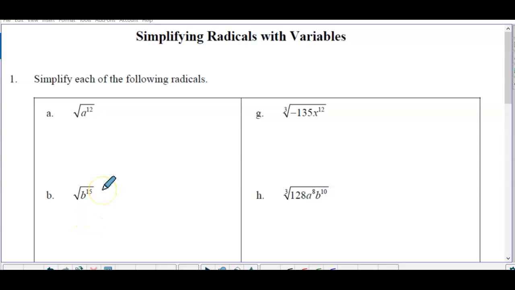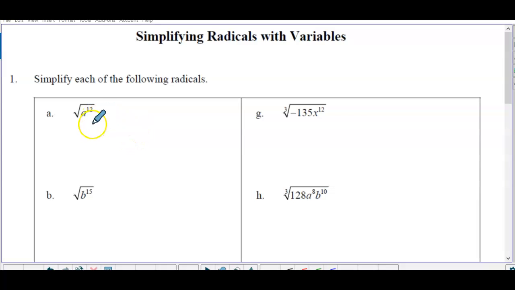All right, simplifying radicals with variables. This note sheet does have the answers listed at the end, but I will be going through the work that's required for them. Some of them are pretty straightforward based on the previous work that we've learned, and some are a little bit more challenging. So let's take a look.